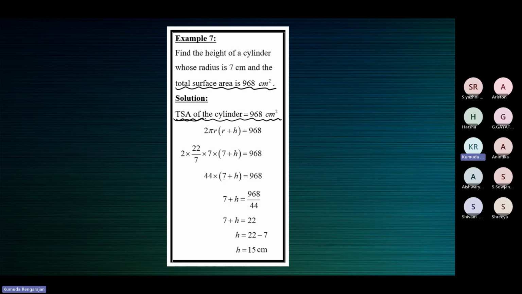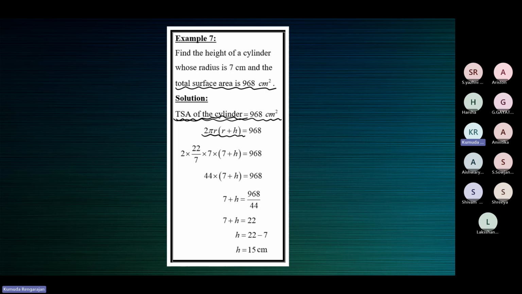Now what's the formula to find the TSA? 2 pi r into r plus h. 2 pi r into r plus h is equal to 968. Now 2 into pi is 22 by 7, into r, which is given as 7, into 7 plus h, is equal to 968. Now you can cancel. 7 and 7 get cancelled. So 2 into 22 is 44.